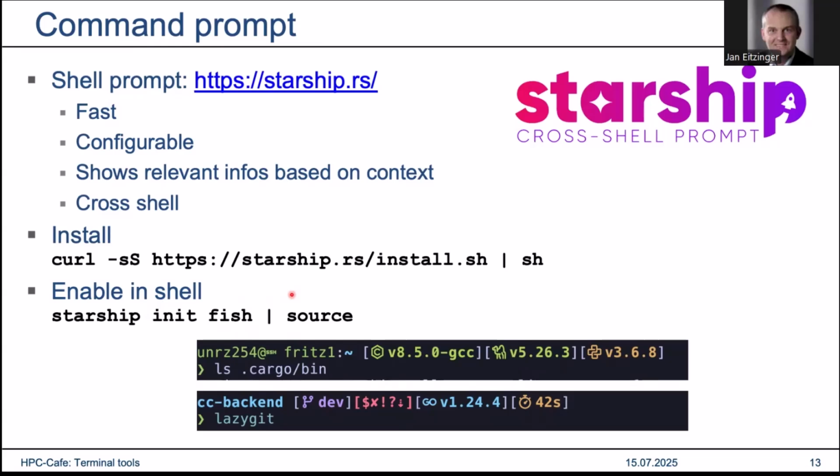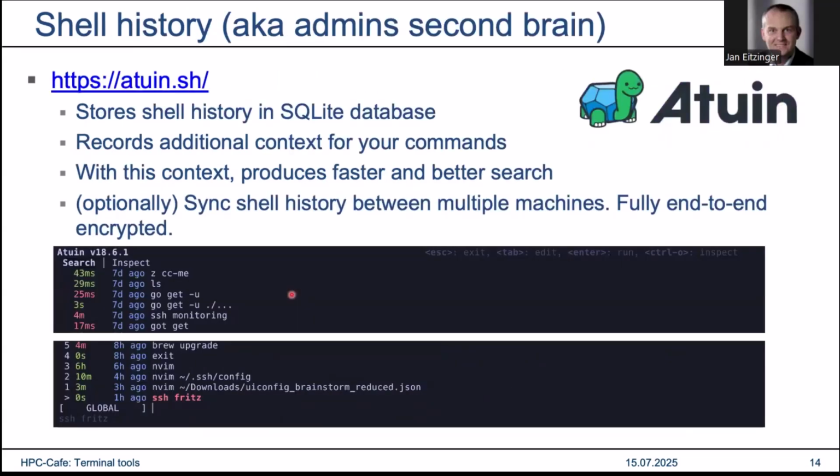It will work everywhere. Then the second important thing is the shell history, aka the admin's second brain. Probably a lot of admins, if you stole their history, would be completely lost. And there is a nice solution called Atuin. It stores the shell history in a SQLite database, and this allows you to do more effective searches based on context. So it stores with the command the context: in which directory did you use it, on which host, and so on. And it also supports fuzzy search.